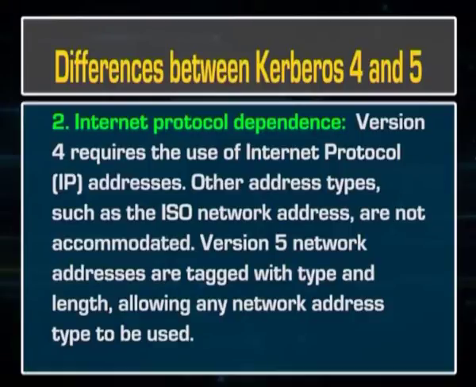Second is Internet Protocol dependence. Version 4 requires the use of Internet Protocol addresses. Other address types such as the ISO network addresses are not accommodated. In version 5, network addresses are tagged with type and length, allowing any network address type to be used.